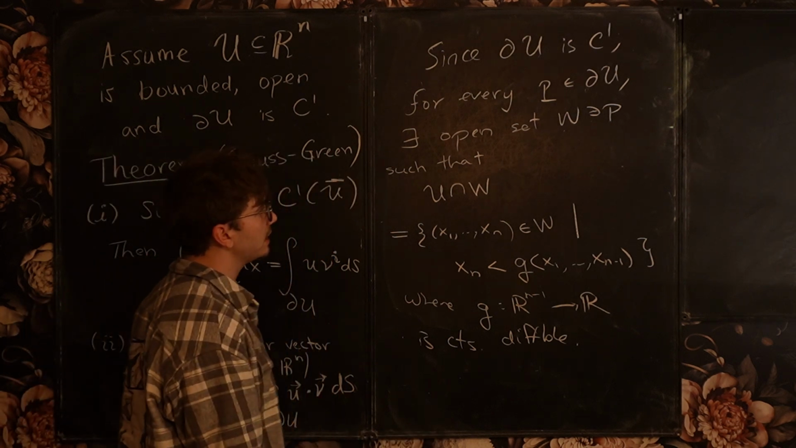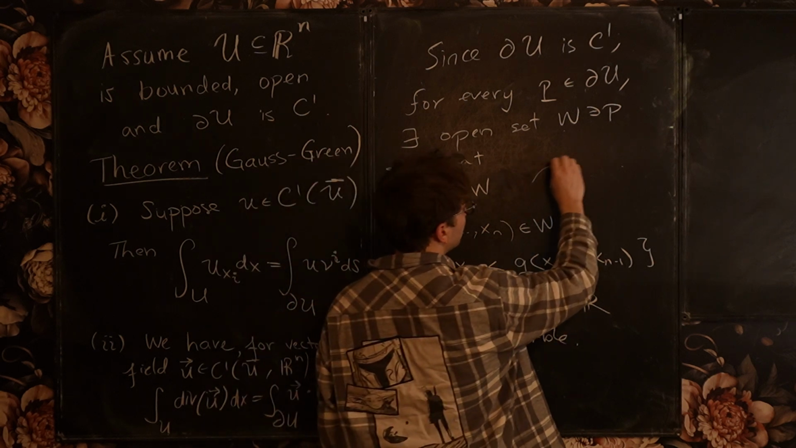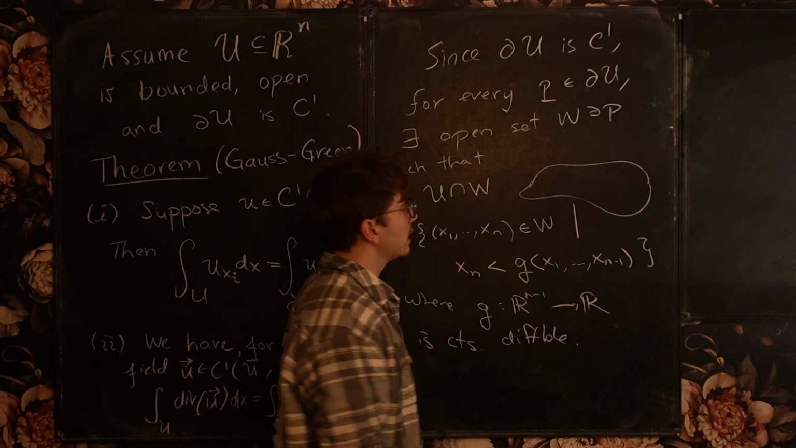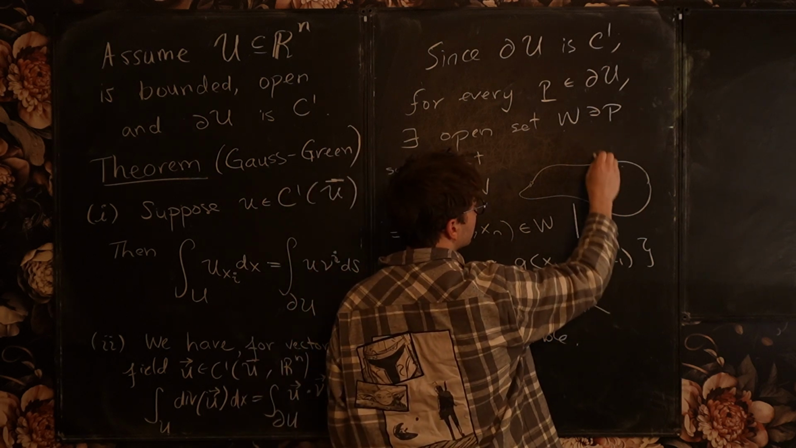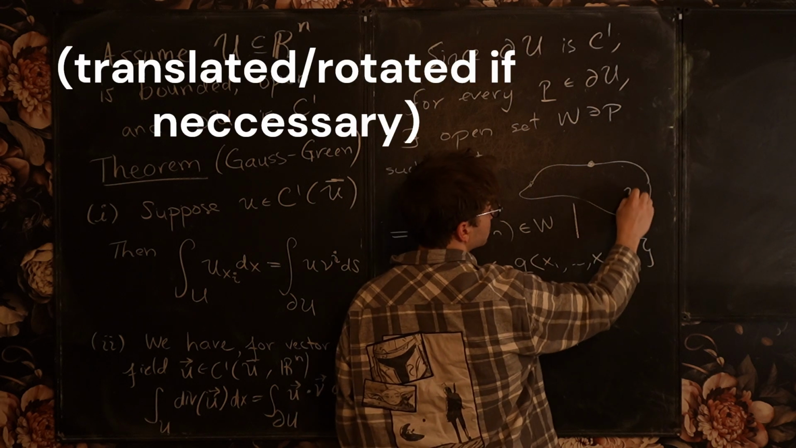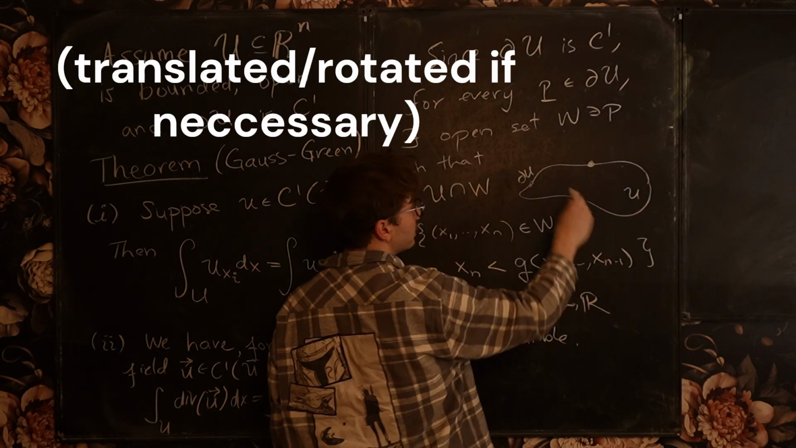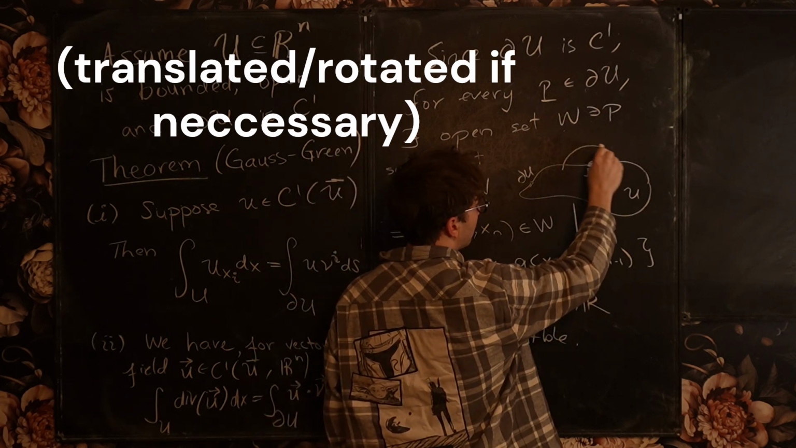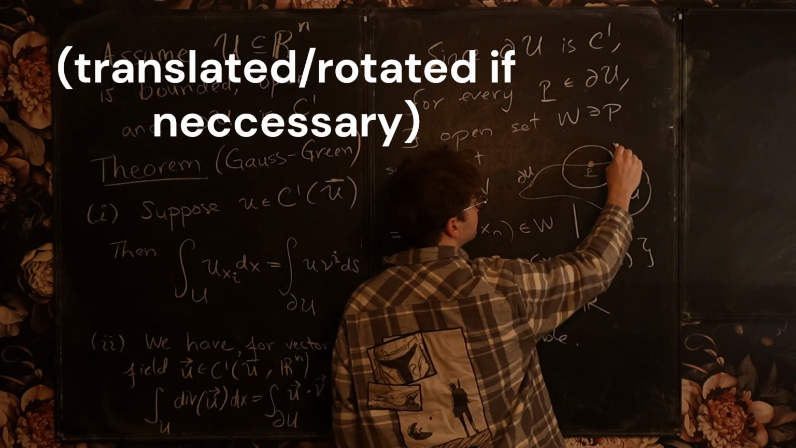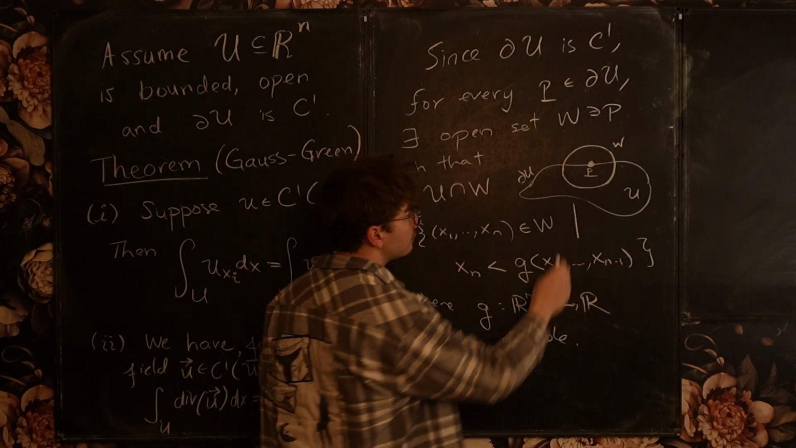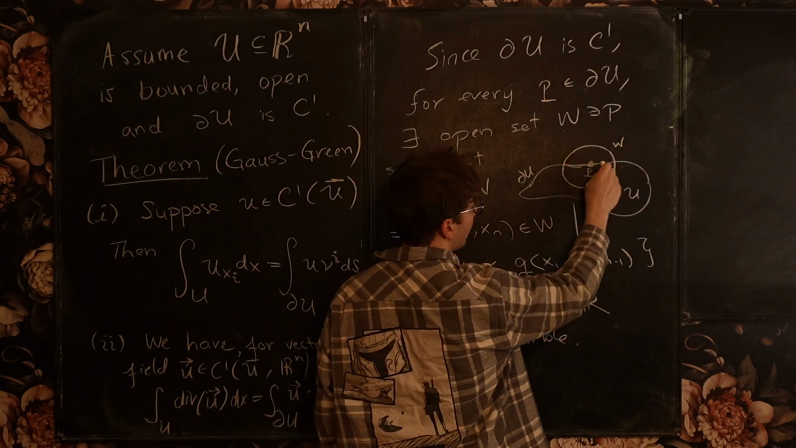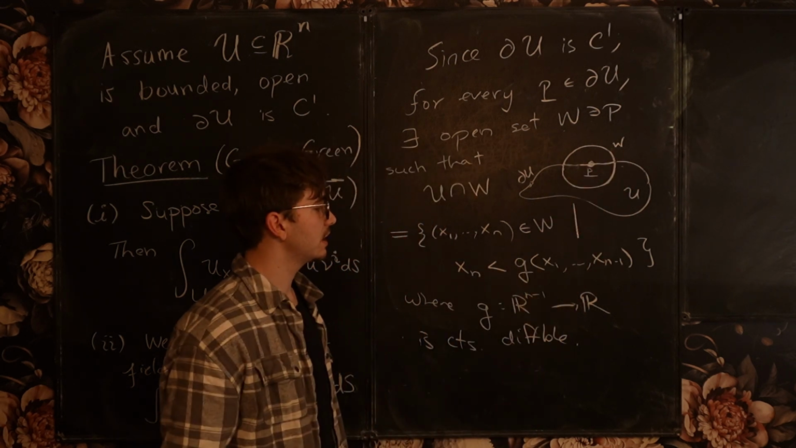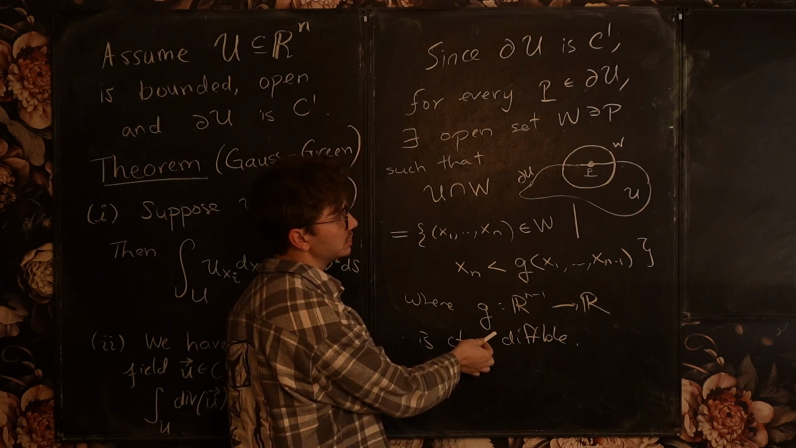And the picture is that we have some large set U, let's say. And then we've zoomed in to a single point P on the boundary. So this is my set U. Here's the boundary of U. We've fixed a point P on the boundary. And then we've found some open set, say W, where I can view the boundary of U as a graph of a continuously differentiable function G.